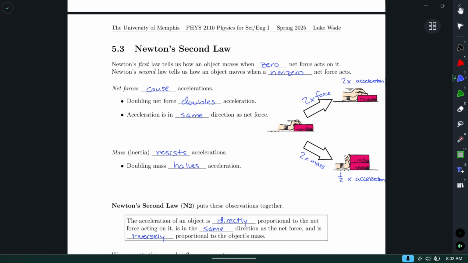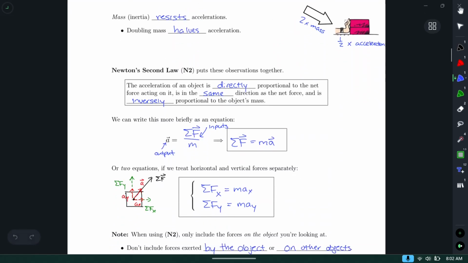The second law says what happens when you do have a net force acting, and that is an acceleration, a change in the velocity of the object. That could mean changing in speed, direction, or both. The size of that acceleration is directly proportional to the net force that acts, meaning you double one, you double the other. And it is inversely proportional to the mass, so the larger the mass, the smaller the acceleration.